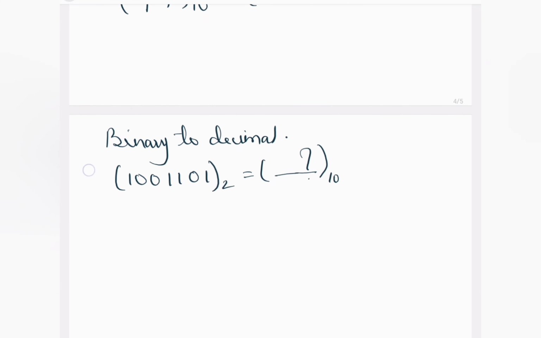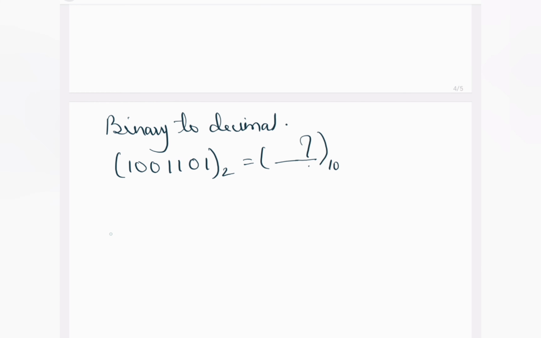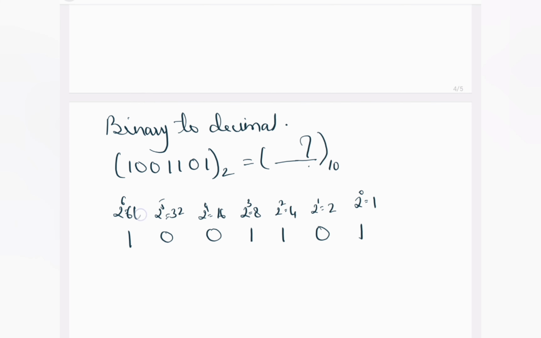So let's get started. We need to write the digits very carefully without missing any, and then we are going to multiply them with the place values of 2. So this is 2 to the power 0, which is 1, 2 to the power 1, which is 2, 2 to the power 2, 4, 2 to the power 3 gives you 8, 2 to the power 4 gives you 16, 2 to the power 5 gives you 32, and 2 to the power 6 gives you 64. You can actually write these directly because with time you memorize them as well.